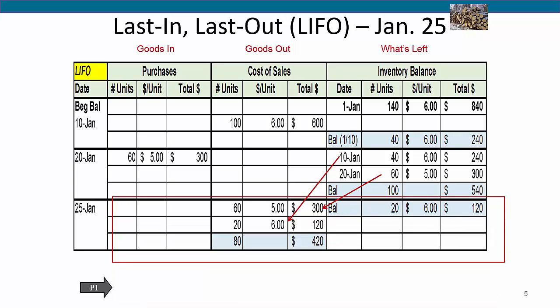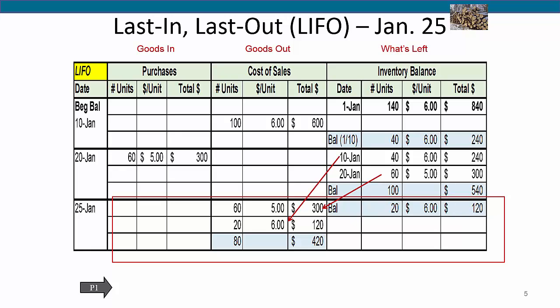On January 25th, 80 units are sold. This is the same question as we had with FIFO. Which of the 100 units available shall we sell? Those costing $6, those costing $5. Again, like under FIFO, we have to sell some of both, but which ones? Remember, using LIFO, you sell the units in reverse or the opposite order as you bought them.